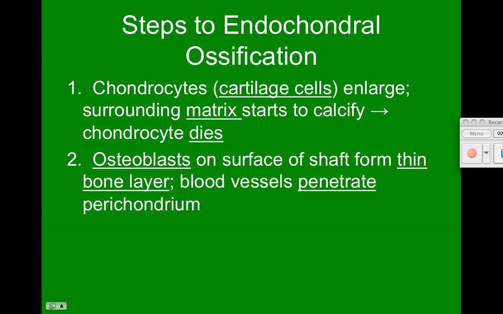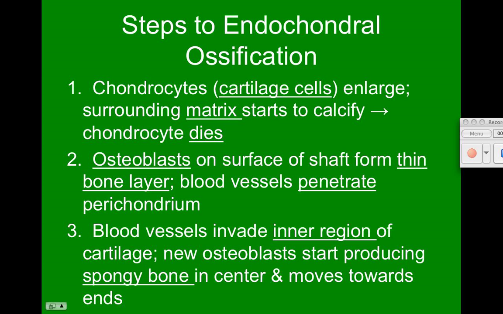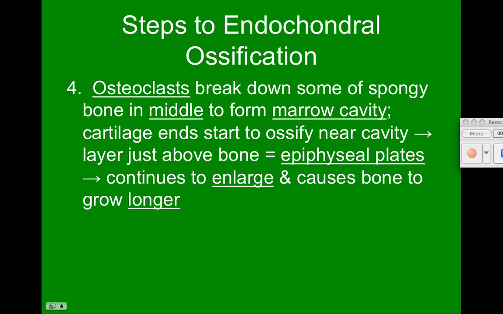And as that is forming, the blood vessels actually start to penetrate through the perichondrium. They have to penetrate early, otherwise they won't be able to make it through into the inner layers of the bone. The blood vessels then continue to invade the inner portion of the cartilage, and then new osteoblasts start producing spongy bone towards the center of the bone and start moving outwards towards the ends. The osteoclasts then break down some of the spongy bone that's in the middle of the bone to form the marrow cavity.